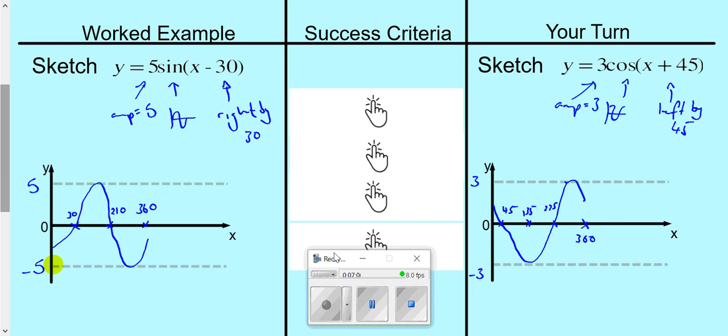These are the trickiest ones, moving it left or right, so it's a good idea to keep practicing these.